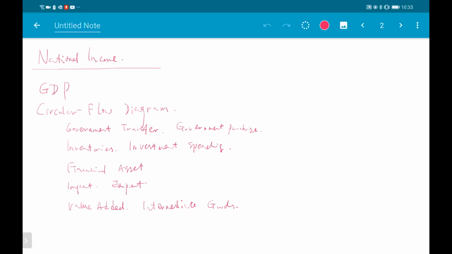And then we use circular flow diagrams. We use these circular flow diagrams to study how we measure the economy, or how we measure the GDP. So when we discuss the circular flow diagram, we introduce many concepts. Here I just list a few. There are other concepts we have discussed.